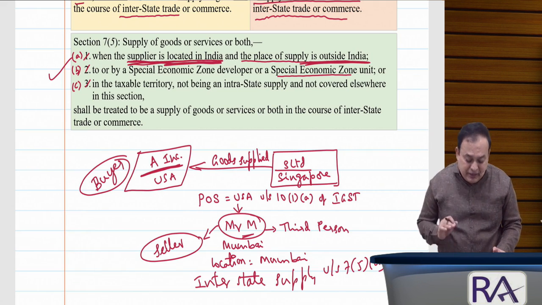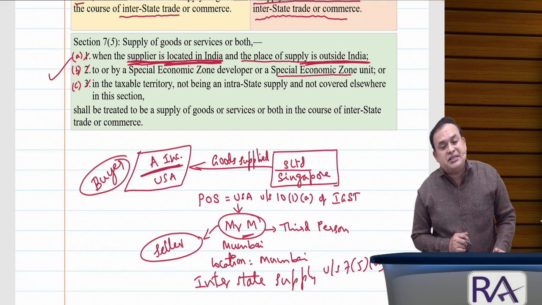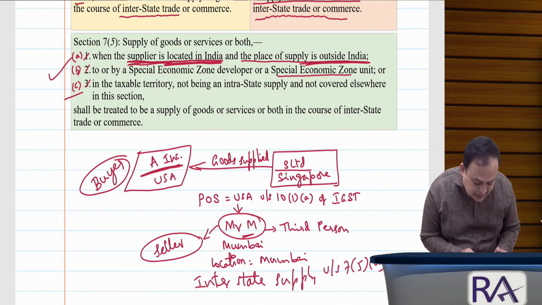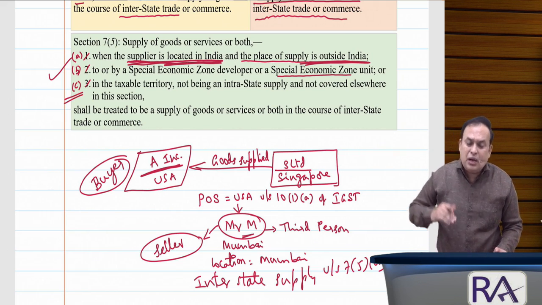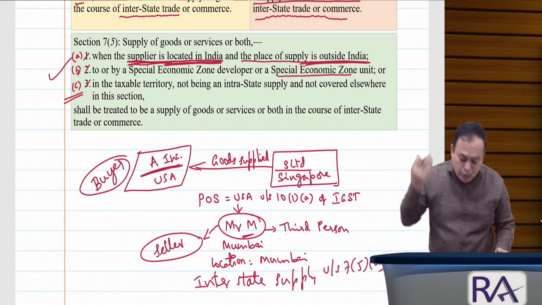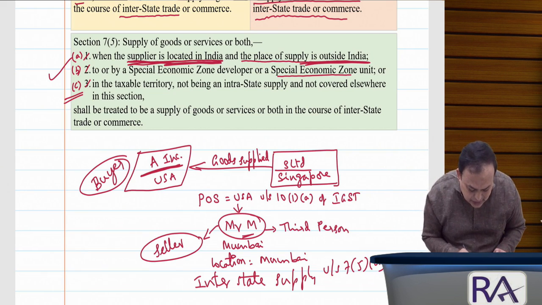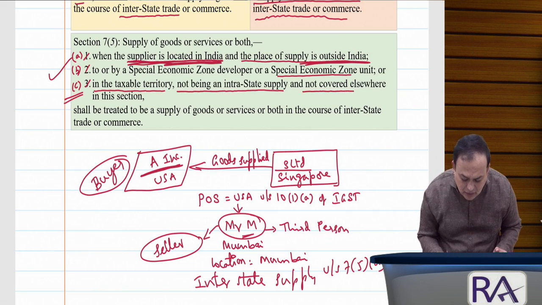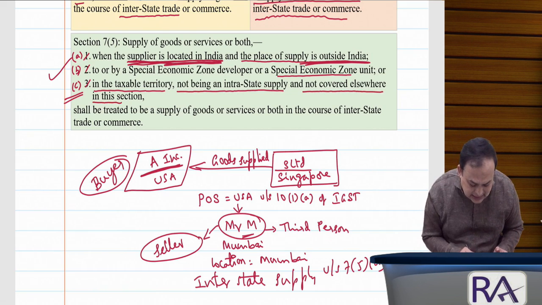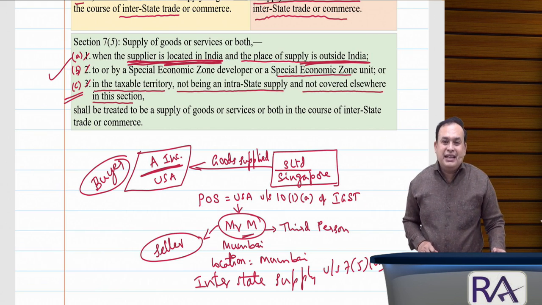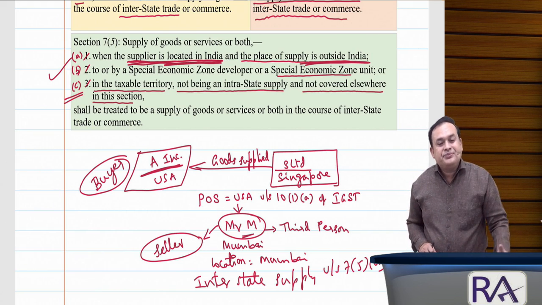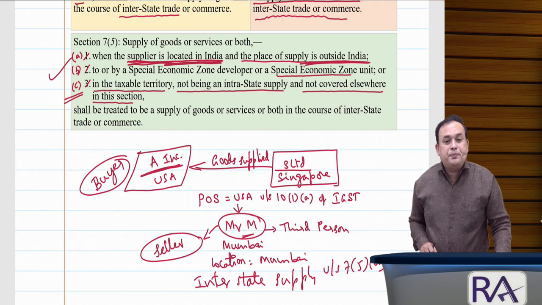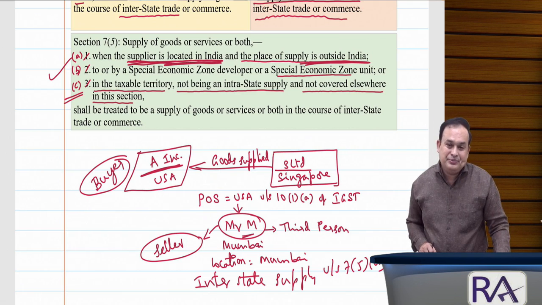Finally, I am referring here, very important, Section 7, subsection 5, clause C, which talks about supply of goods or supply of services or both in the taxable territory, not being an intrastate supply and not covered elsewhere in this section. In that case, it will fall here. Section 7, subsection 5, clause C.